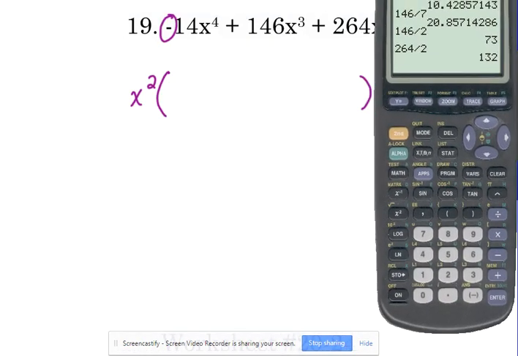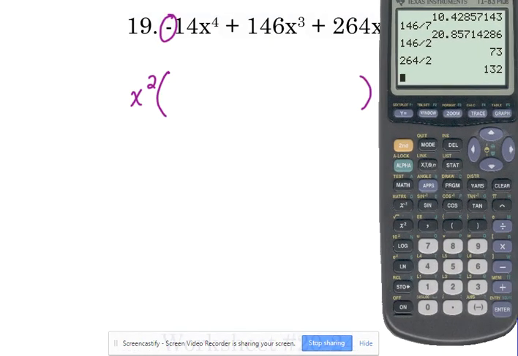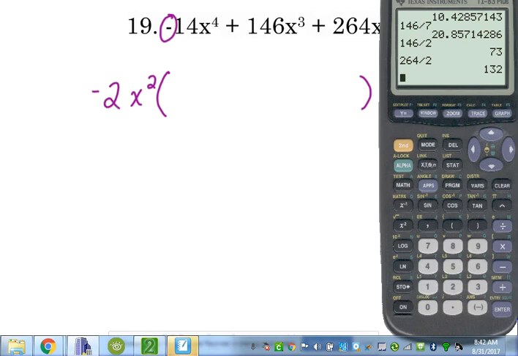So, really, I want to take out a -2 because I told you we don't deal with the negative leading coefficient, so we've got to divide everything by -2. So when we take -2 out of -14, we're left with +7. And when we take x squared out of x to the 4th, we're left with x squared. 146 divided by 2 is 73, but it should be a negative.